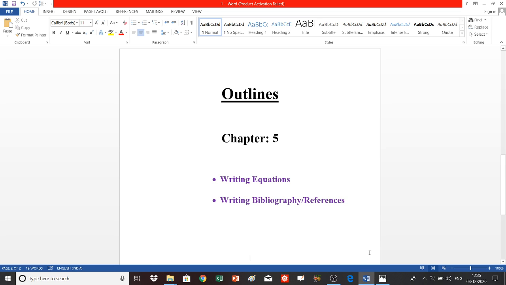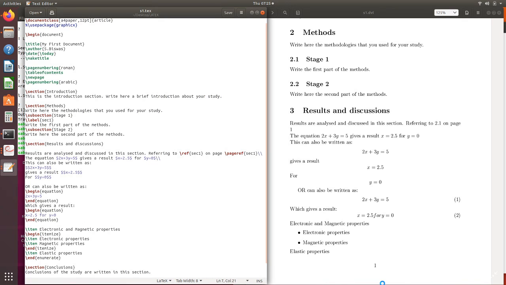The first topic is writing equations, how to write an equation in the LaTeX editor, and after that writing a bibliography or references. In some documents, we can get information from other articles, reports or journals, and they should be cited. That means they should be referenced in your document. Okay, now let us go to our first topic, writing equations.